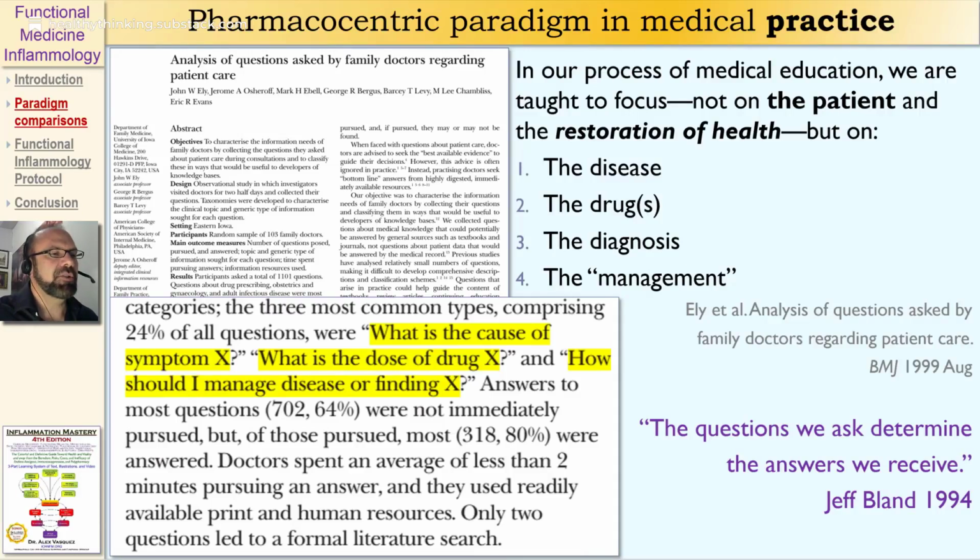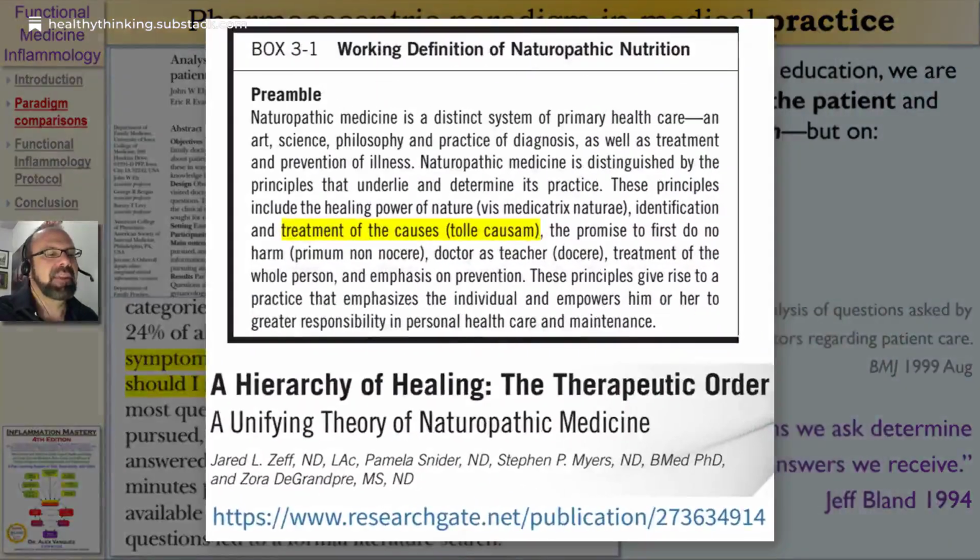So you'll notice that most doctors in clinical practice focus on the disease, the drug, the diagnosis, and the management, but they don't really think outside of that box into what actually might be causing the condition that their patient is presenting with. To think of what is causing a condition is very different from thinking, what drug do I need to use in order to treat or alleviate this condition? So treating the cause, as we do in naturopathic medicine, is very different from asking oneself, how do I manage this condition and what drugs do I use to treat it?